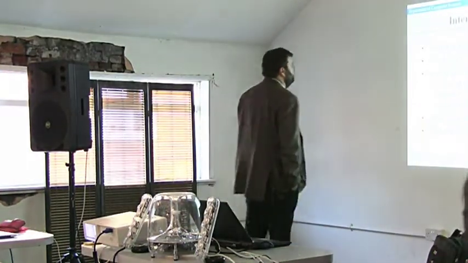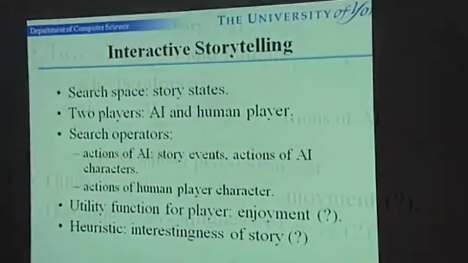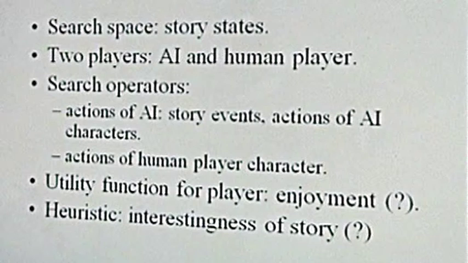So in interactive storytelling, therefore, the search space could be story states again. We have two players, the AI and the human player. And we have search operators, which are the actions of the AI that are story events, actions of AI characters, and so on. And the actions of human player characters. That could be one way to frame it, but it's not the only way by far.